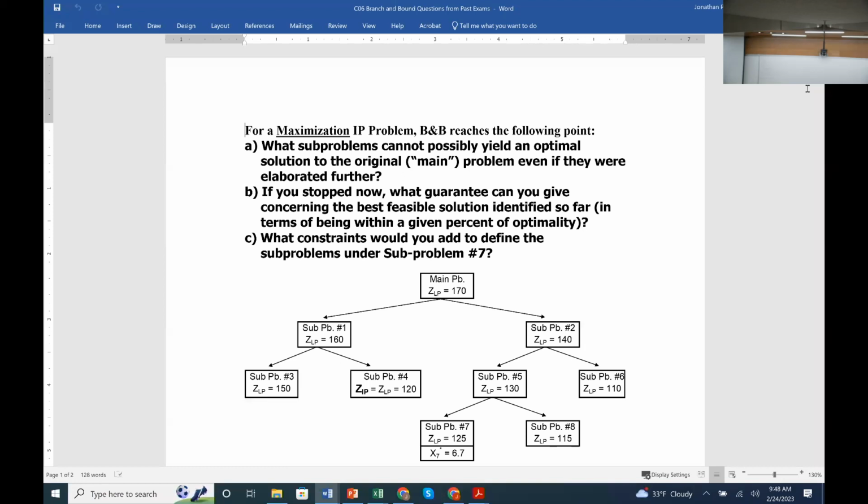Why in this case is 150 not the optimal solution? Well, when we explore under here, it might turn out that the best thing under here only scores 88.